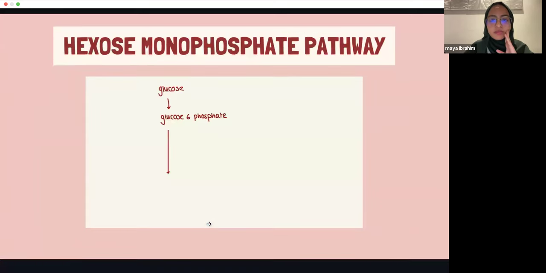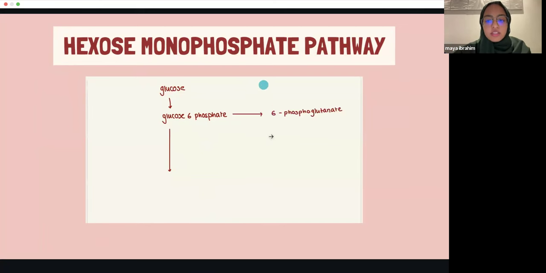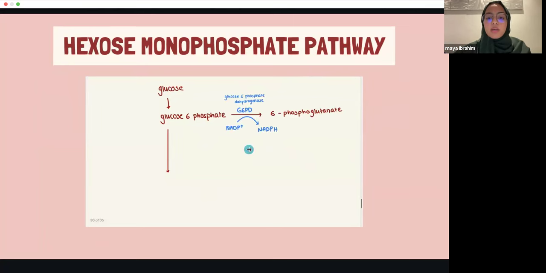Now onto the last pathway, my favorite pathway actually, the hexose monophosphate pathway. So this drawing right here shows you the normal pathway, the anaerobic glycolysis, the EMP. But in the hexose monophosphate pathway, glucose 6-phosphate is converted to 6-phosphoglutamate. When it's converted to this, it uses the enzyme G6PD, glucose 6-phosphate dehydrogenase. It needs the help of NADP plus, which takes up the hydrogen molecule and becomes NADPH. This is very, very important because the hexose monophosphate pathway produces this NADPH.